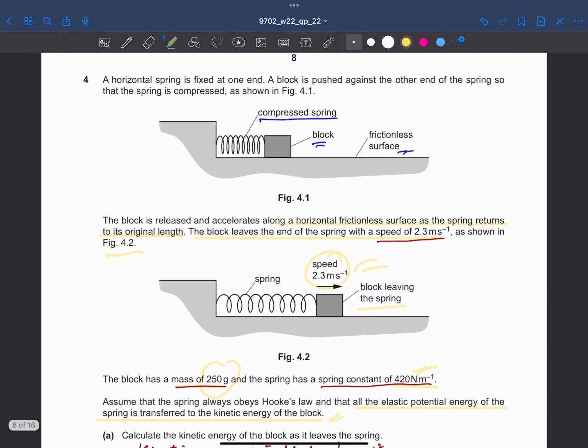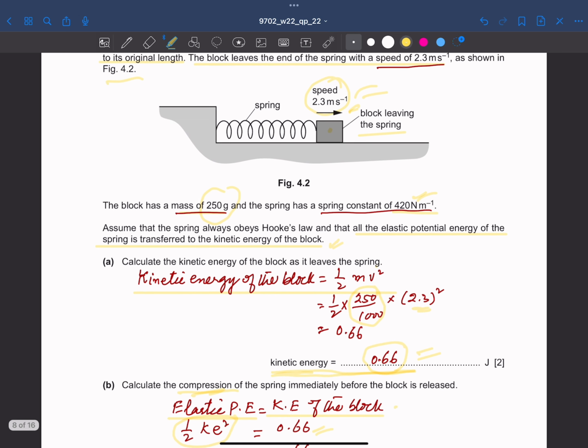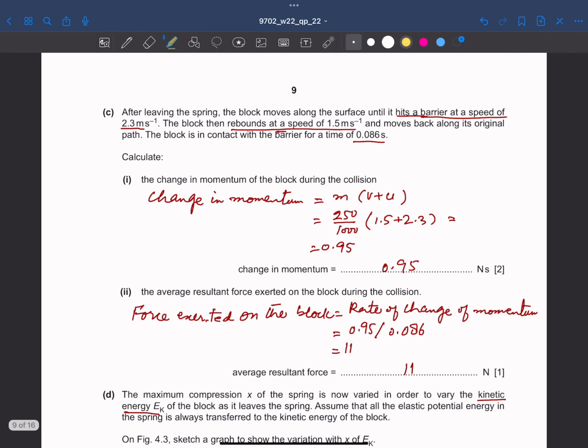And I think it's clear that at this point when you have the compressed spring, of course you have the elastic potential energy, and when the block is leaving the spring it is changing its position, giving the velocity to the block, and of course the kinetic energy your block is getting, which is they have mentioned here that the elastic potential energy is equal to the kinetic energy. On this information you are just calculating the part B of this question.